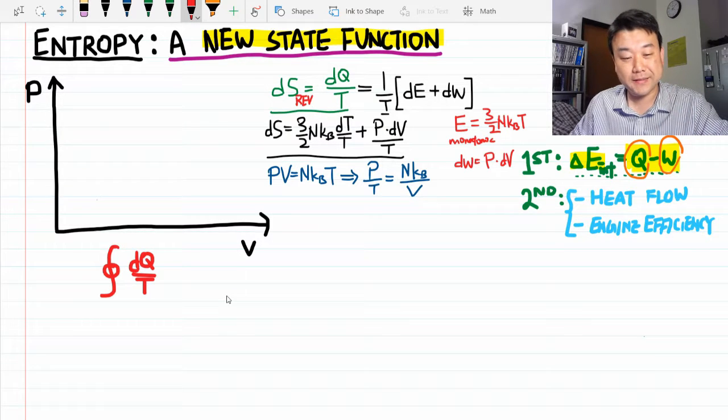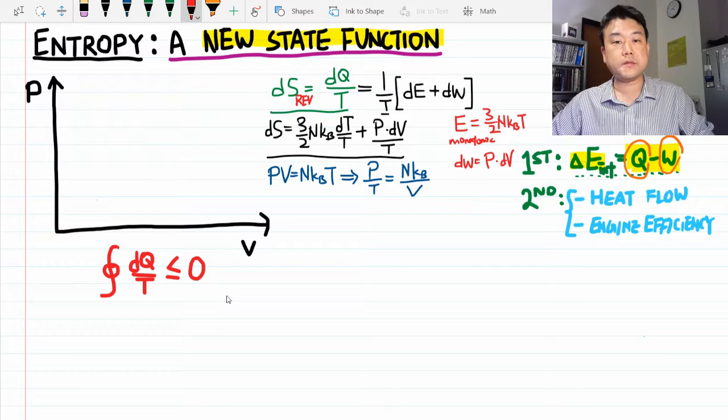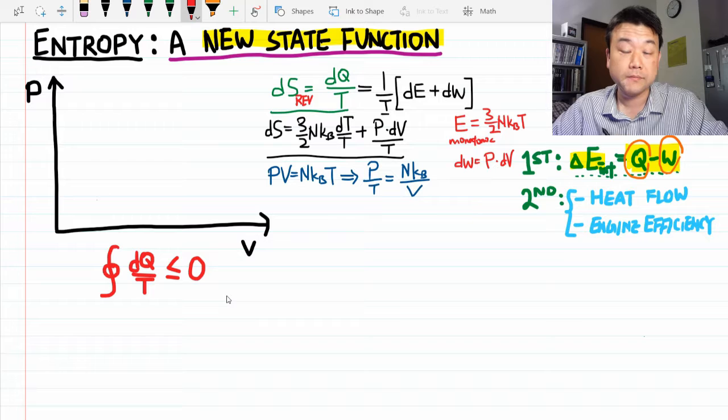The inequality says that this quantity here is less than or equal to 0. The equal to part is what we have actually been working with already. It applies when you have only reversible processes going on in your system. So that's what we've naturally been working with. The inequality portion applies when you have an irreversible process happening. So let me be a bit more concrete.